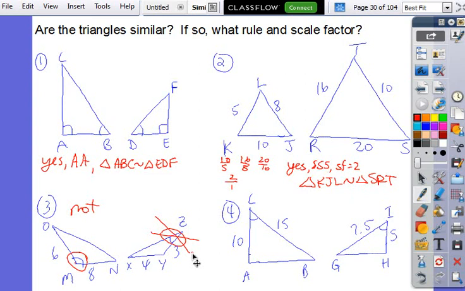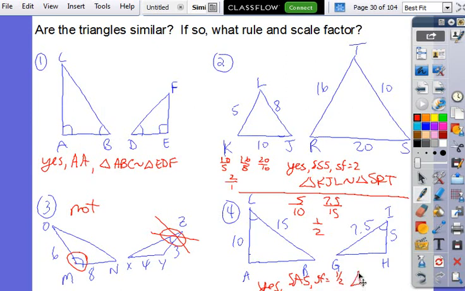The last one over here, is the angle in the right spot? That one is. So then I'm going to check 5 over 10 and 7.5 over 15. Both of those are 1/2. So yes, it works by side angle side. Scale factor is 1/2. And then if I did BAC, that would match GHI, right?